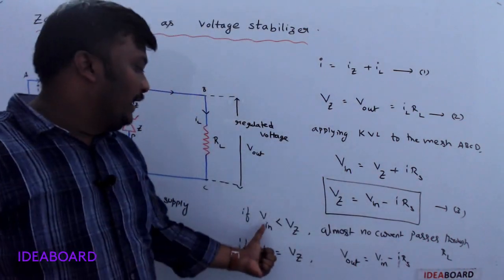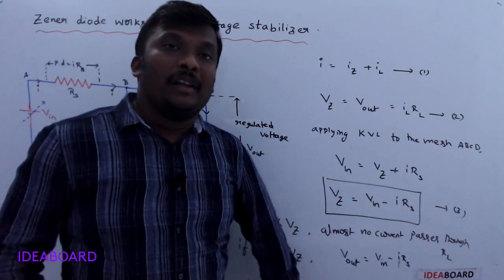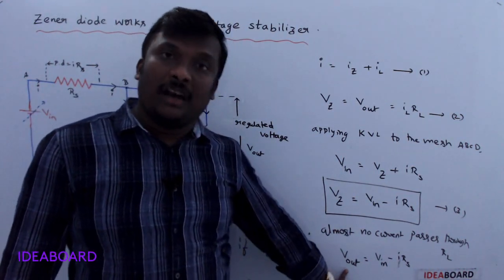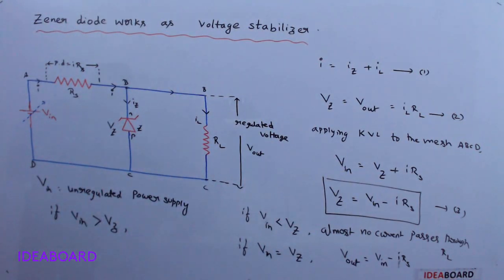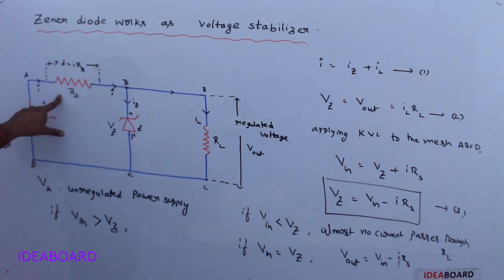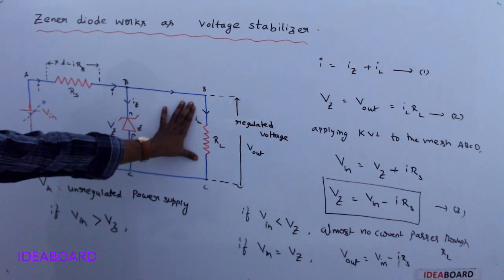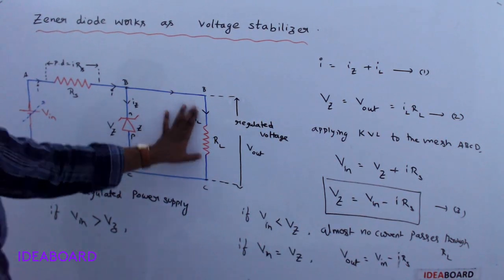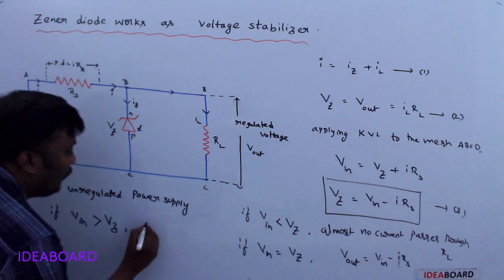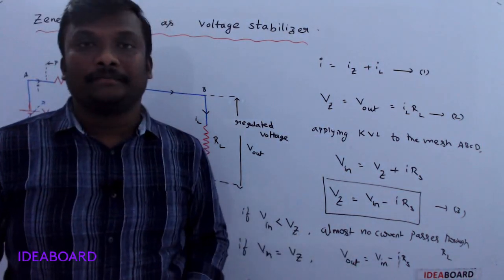Clear or not? Now from the mesh ABCD, I apply Kirchhoff's voltage law and I get a formula for VZ. Okay, so if V input is less than Vz, no current passes through the load resistor. If V in is Vz, in this case the diode is in the breakdown region, and the output voltage always remains constant. Even if V input is greater than Vz, the output always remains constant. So here the most important thing is the function of Rs. If V in increases, Rs drops more voltage across it, and it always controls the fluctuations in the output. This Rs controls fluctuations in the output and maintains a constant voltage across the load. So in this case also the output formula does not vary. V output is V in minus IRS only. In every case the output formula is the same. Is it clear?